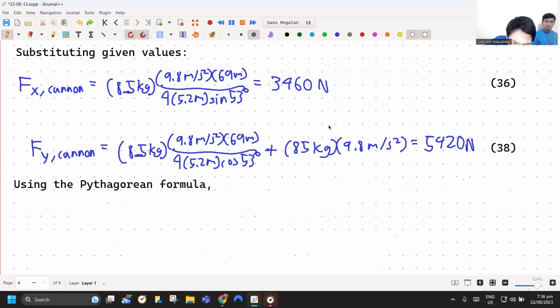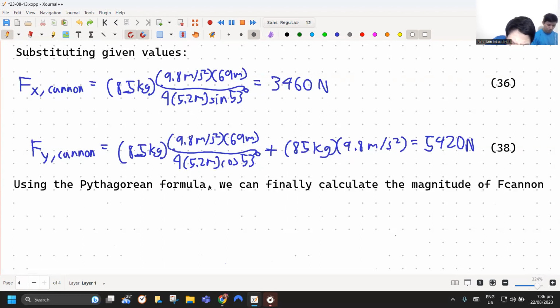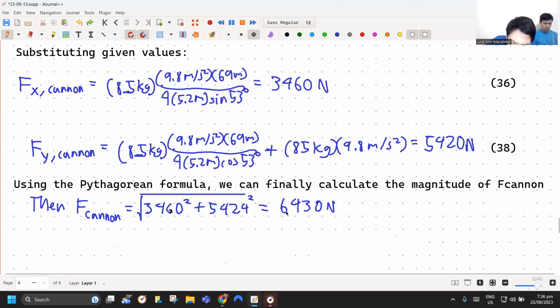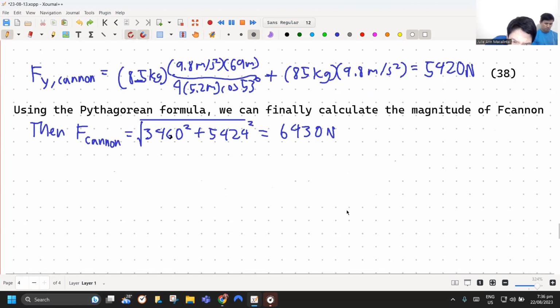Using the Pythagorean theorem, we can finally calculate the magnitude of the cannon force without any components. F cannon is equal to the square root of 3460 squared plus 5424 squared. I placed an extra 4 here because it's an extra significant digit, so we will be left with 3 significant digits at the end. So this is equal to 6430 newtons.